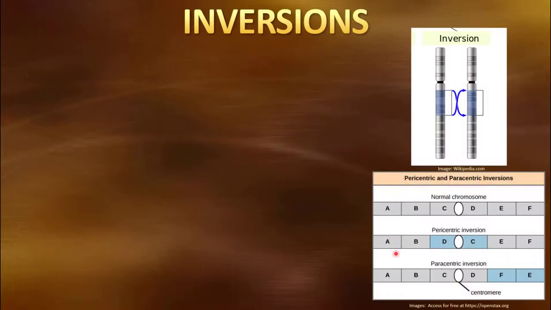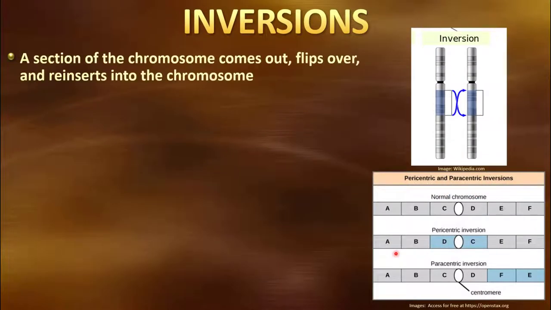Now let's take a look at inversions. In an inversion, a section of a chromosome comes out, flips over, and goes back in. So imagine this piece of chromosome coming out, and then we turn it on its end and put it back in. Down here we see a picture of it.